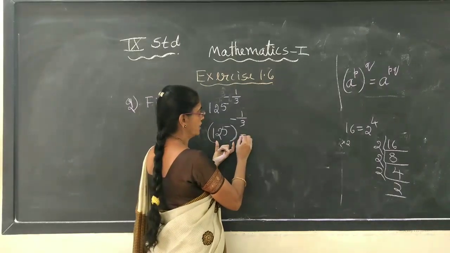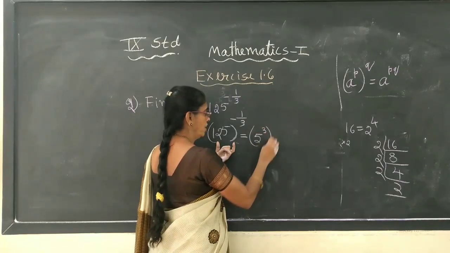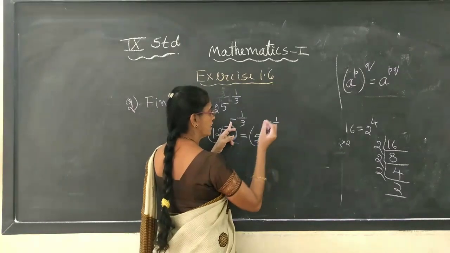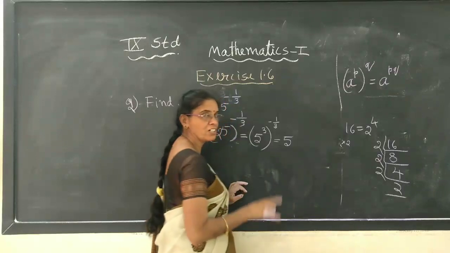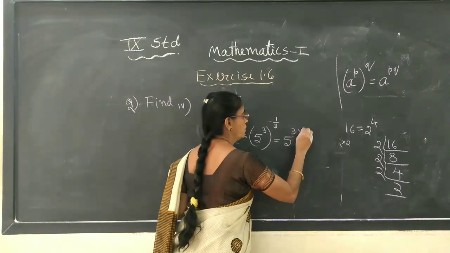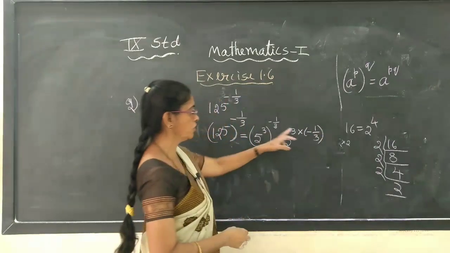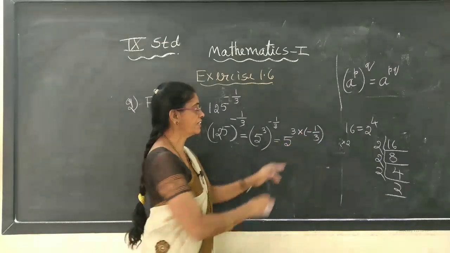And we know that 5 cube is 125. In the previous problem we did 5 cube is 125, then minus 1 by 3. Right? So it is equal to, apply this rule again. One rule only they have given in the exercise, much of the problem. It is 3 into minus 1 by 3. I use the bracket because the into sign is there, the negative sign is there, so don't get confused. So I use the bracket here, okay.